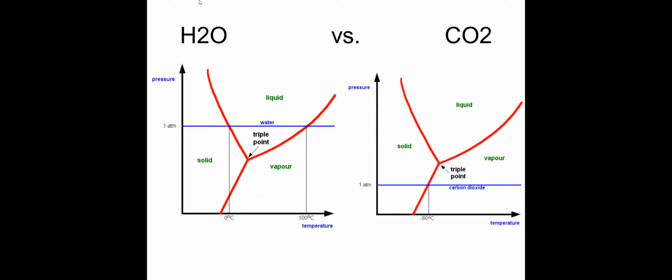Right, now, here's a comparison of water and carbon dioxide pressure to temperature curves showing their triple point. So on the left side, we have water, and at 1 atmosphere and 0 degrees Celsius, along with some other points, solid water will turn into a liquid. And then at 1 atmosphere and temperature of 100 degrees Celsius, that's when that liquid water turns into a vapor.